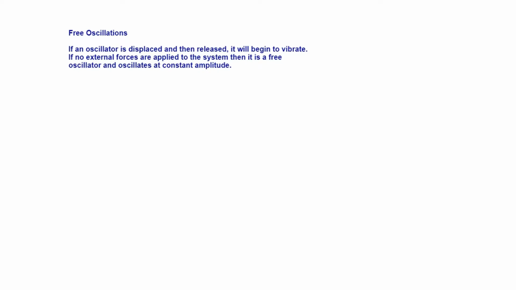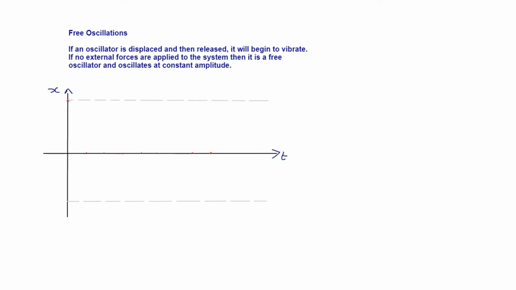It'll oscillate at constant amplitude. That means if we were to draw a graph of a free oscillator, we would sketch out something behaving as a simple harmonic oscillator, but maintaining the same amplitude and just keep oscillating at the frequency that it wants to. So for example, if I have a mass on a spring and I displace it and then walk away, it's just going to oscillate backwards and forwards. And if we ignore the effects of air resistance and damping, then it will just keep going.